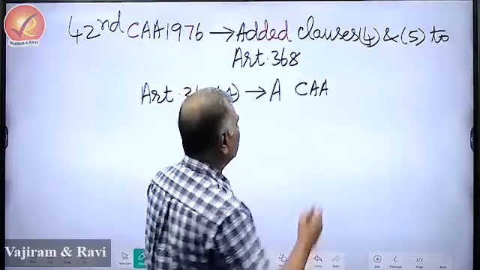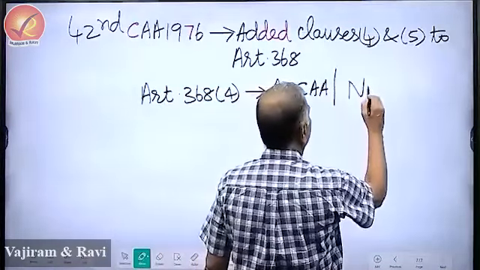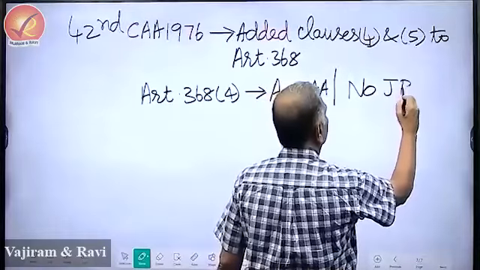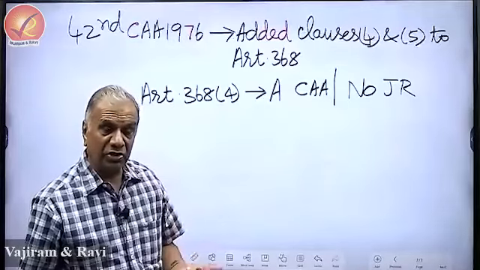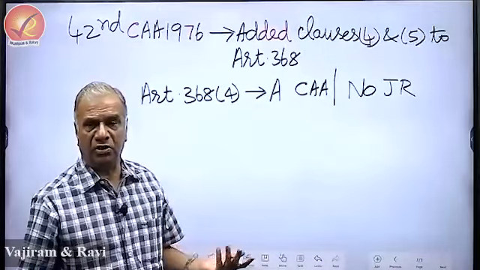And what does it mean? It means no judicial review for the courts. If the constitutional amendment cannot be challenged, it means no judicial review for the courts.